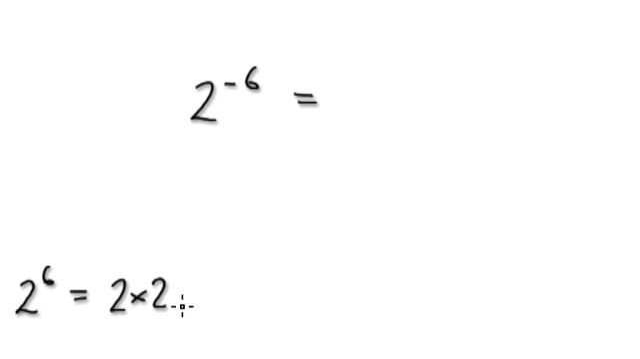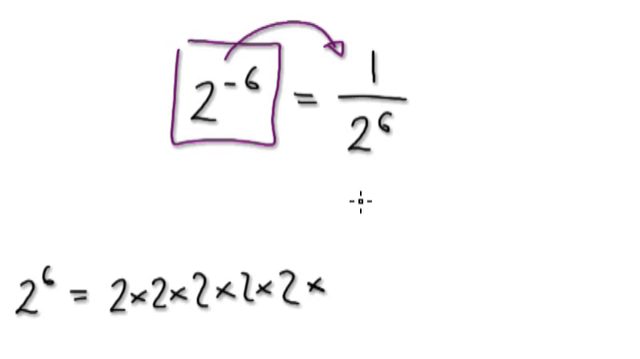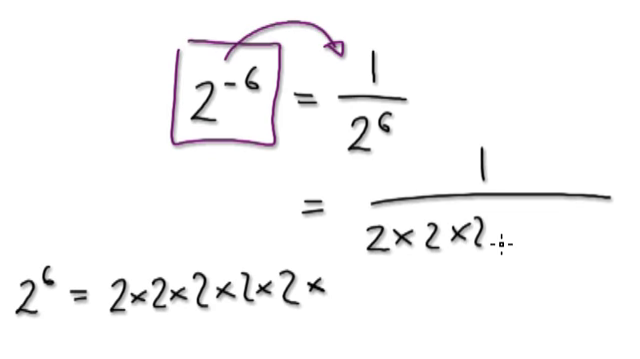So for example, let's say 2 to the power of minus 6. It's hard to understand. I could understand 2 to the power of 6. It means 2 times 2 times 2 times 2 times 2 times 2, 6 times. Hang on, 1, 2, 3, 4, 5, 6. But 2 to the minus 6 is really hard to understand, so jump to this straight away: 1 over 2 to the power of 6. So this equals 1 over 2 times 2 times 2 times 2 times 2 times 2.